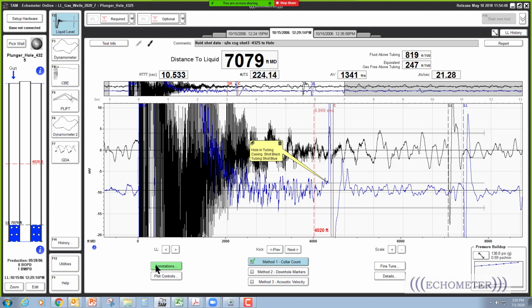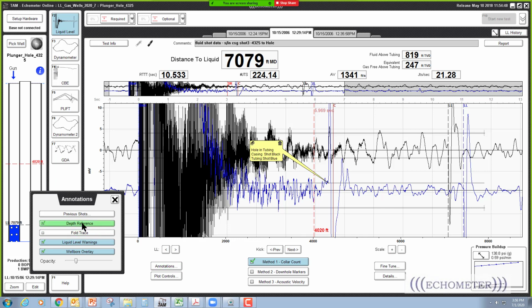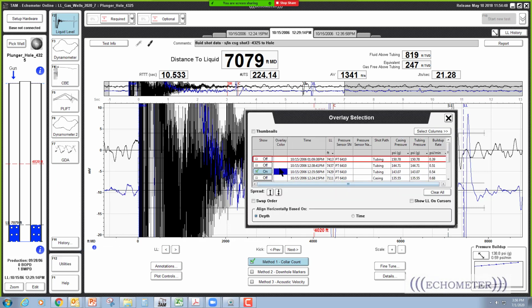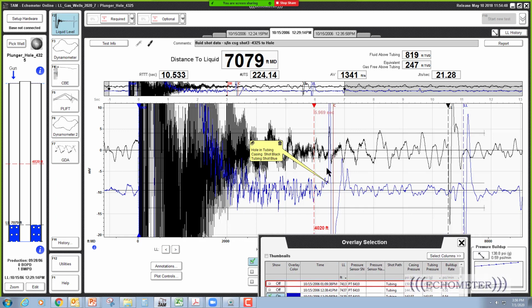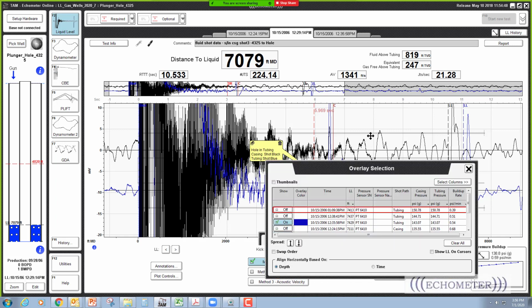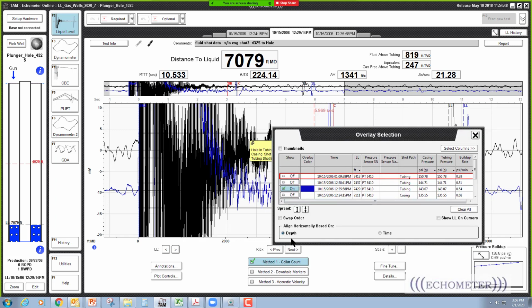If I go back over here to annotations, I have used a previous shot and it's highlighted in blue. And so this shot right here down the tubing is being displayed in blue, and they both show an upkick at the exact same depth, not the same time. Now, if you pick time, then they may not match up because the acoustic velocity could be different in the tubing versus the casing, because the gas could be slightly different. The gas in the casing may be drier. The gas in the tubing may be a little bit wetter.